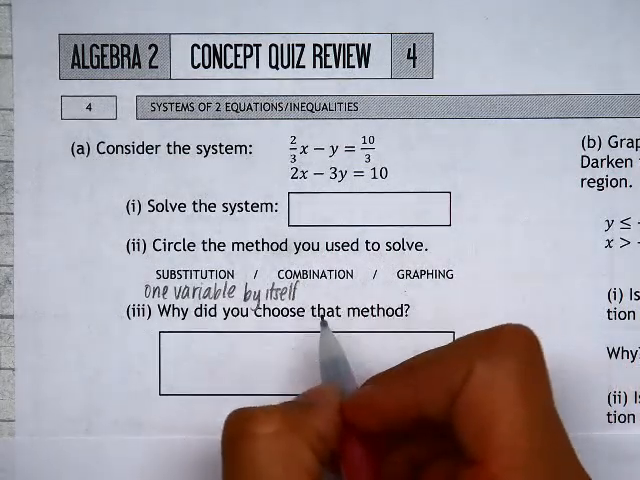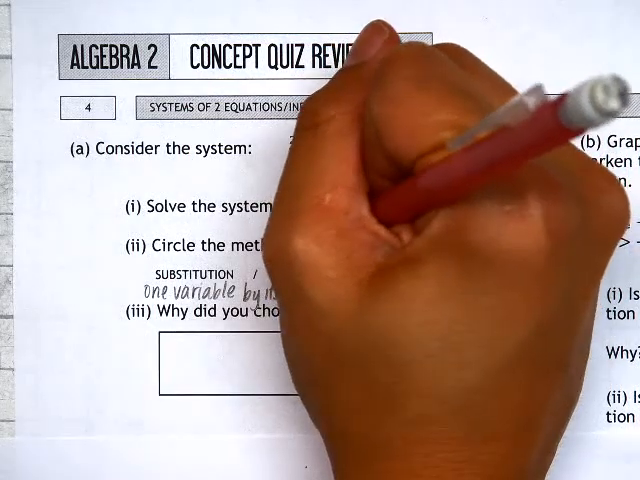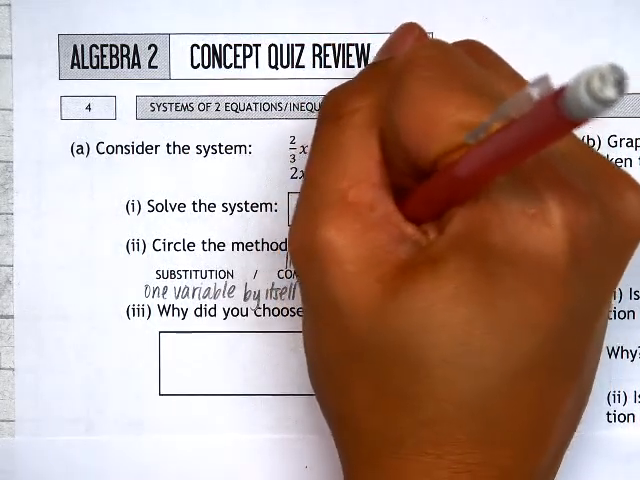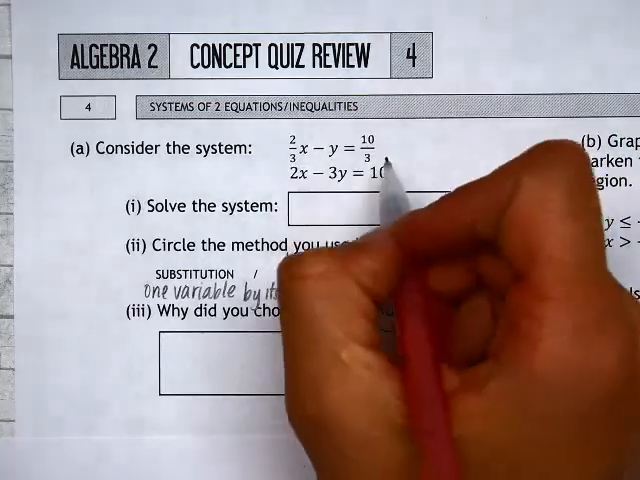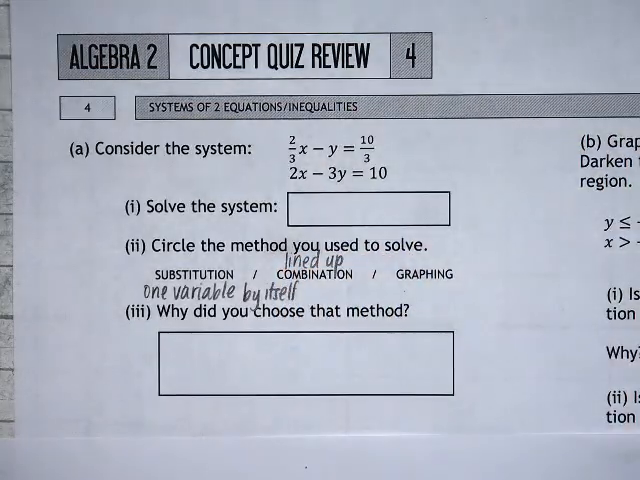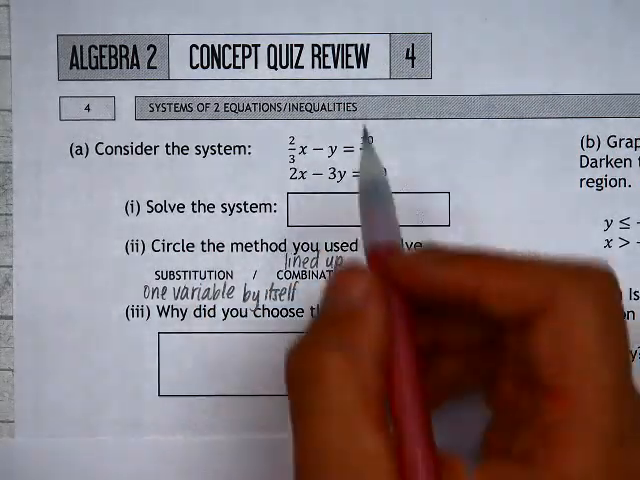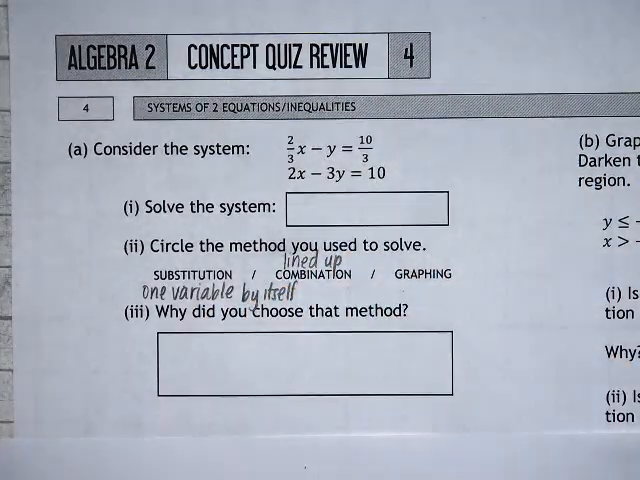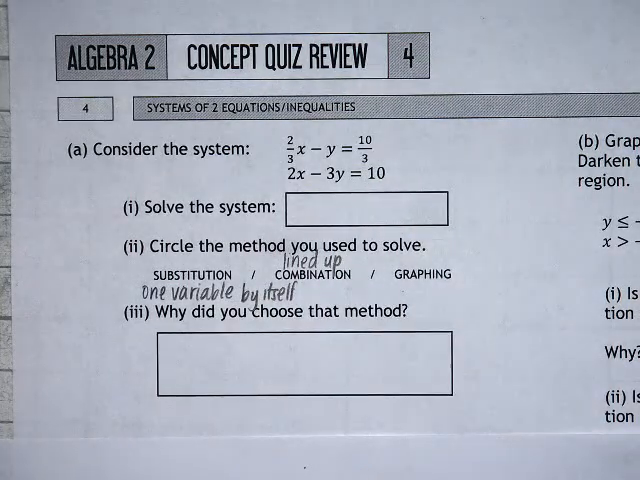Combination is another method that we've used, and combination is generally useful when all the terms are lined up, meaning the x's are aligned vertically, the y's are aligned vertically, and the numbers themselves are aligned vertically. Since we can see that in this particular sample problem, those vertical alignments appear to be present, it does appear that combination will actually be a good method for us.